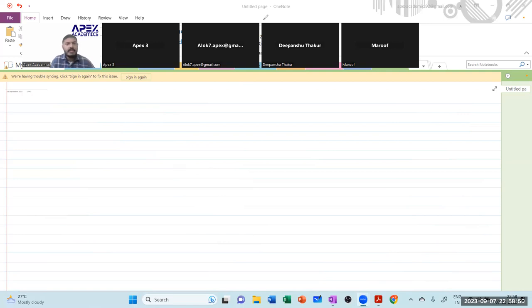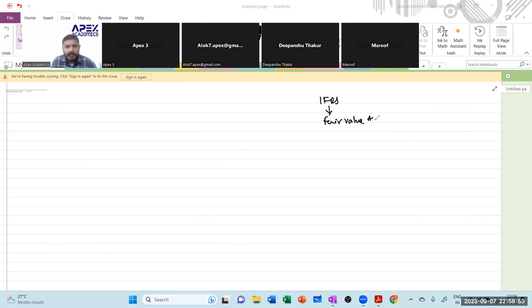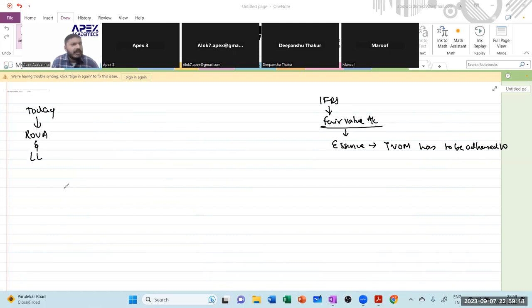Now see what happens is, whenever we speak about IFRS, IFRS does fair value accounting. Fair value accounting has an essence. The essence of fair value accounting is that time value of money has to be adhered to. What is the meaning of time value of money? See, today, I have to recognize a right of use asset and a lease liability. What is the meaning of that? We'll deal with it later.